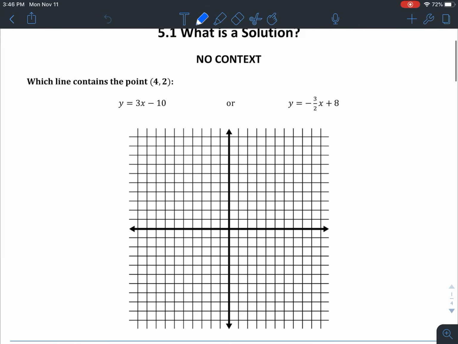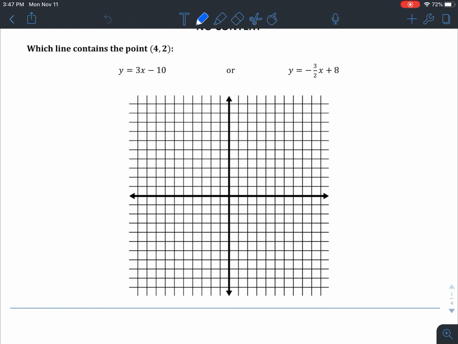So for this first problem that we're looking at on the front page, we're asked to identify which line contains the point 4 comma 2. Is it y equals 3x minus 10 or y equals negative 3 over 2x plus 8? Another way you could rephrase this question is, is 4 comma 2 a point on the line y equals 3x minus 10, or is 4 comma 2 a point on the line y equals negative 3 over 2x plus 8? Either way you look at the problem, we're just going to graph each one of these lines and see which one, or if any of them, has 4 comma 2 as a point on the line.